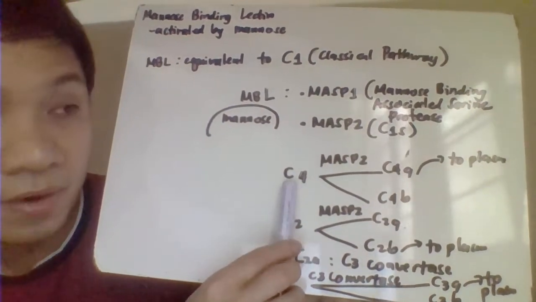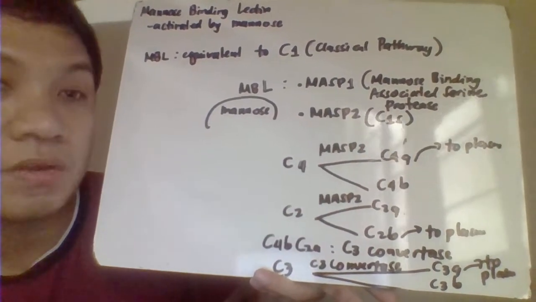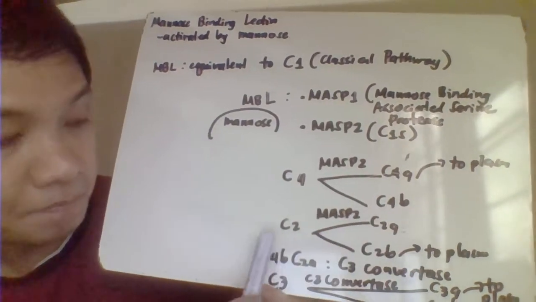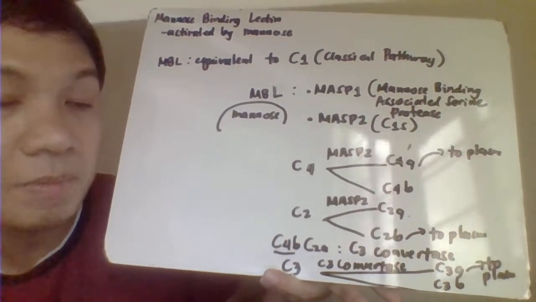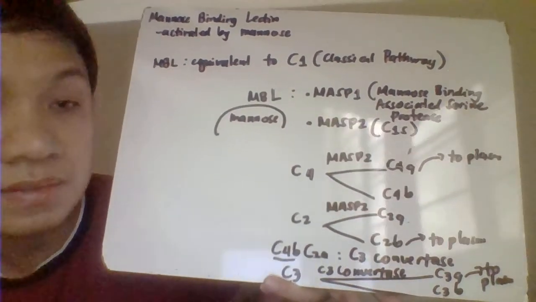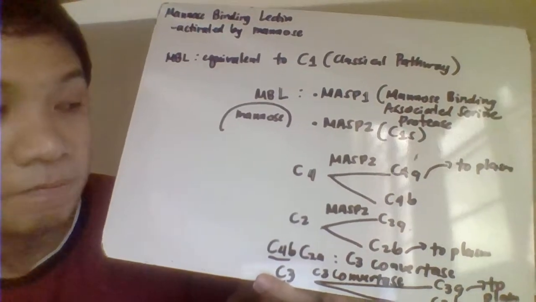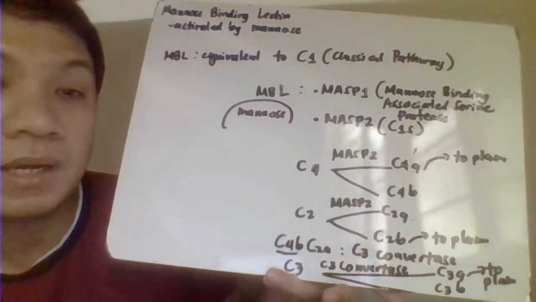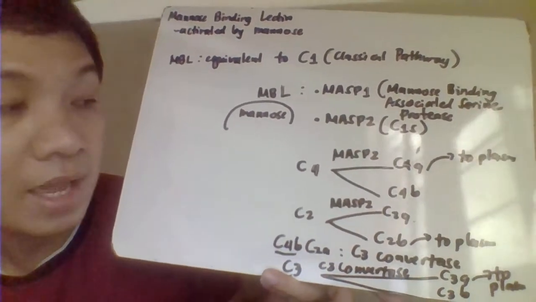It cleaves your C4, converting that to your C4a and your C4b. That C4a will be released to your plasma and will act as an anaphylatoxin. You retain your C4b. Then your C2 will eventually be cleaved by your MASP2 also, because again, this is equivalent to our C1s in our classical pathway, and it will cleave your C2 to your C2a and your C2b. Again, your C2b will be released to your plasma because it does not have a function, and it will just decay. And your C2a will be retained.